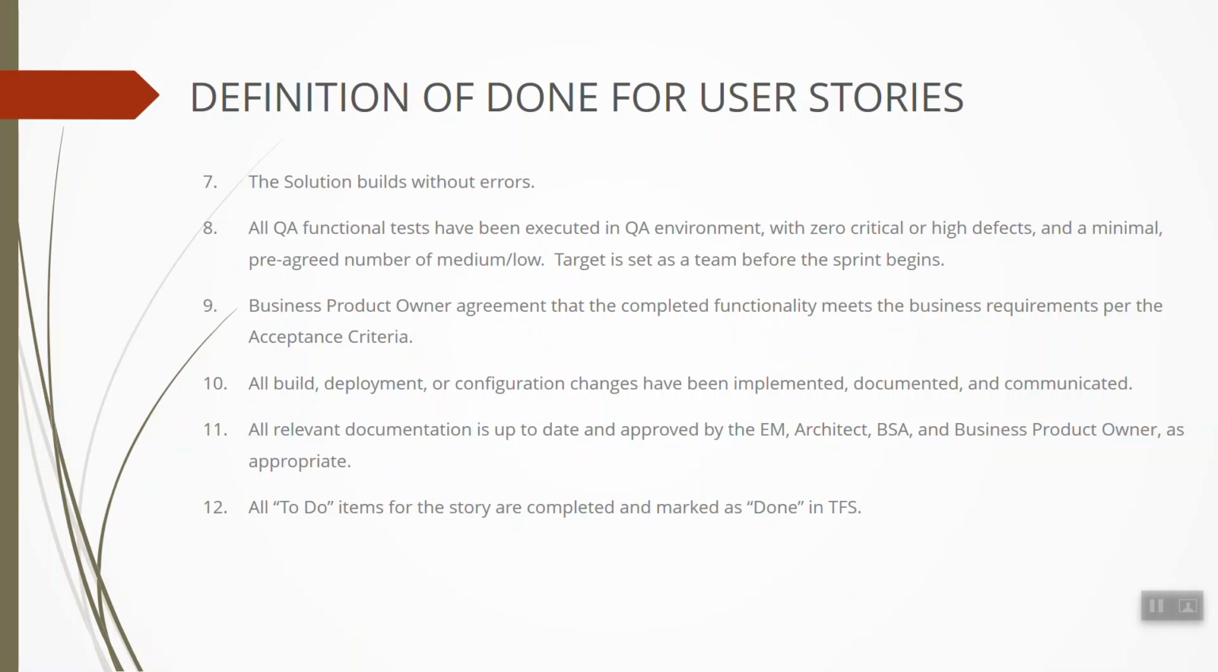with the required stakeholders. All relevant documentation is up to date and approved by the engagement manager or product owner, architects, BSA, and business product owner, as appropriate and applicable to different organizations, and how they call their stakeholders, and based on the required information they have to share with them. All to-do items of the user story are complete and marked as done in TFS or any other tool that you follow in your organization.